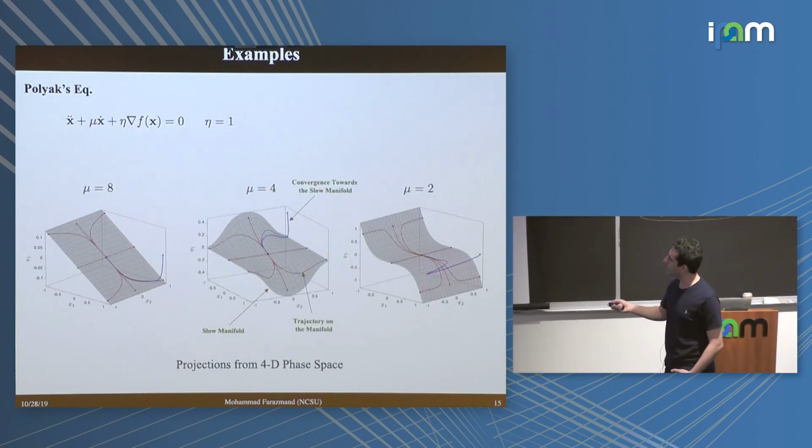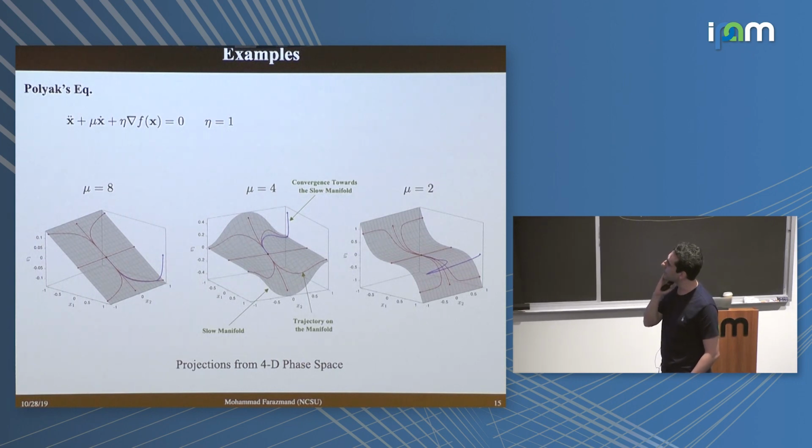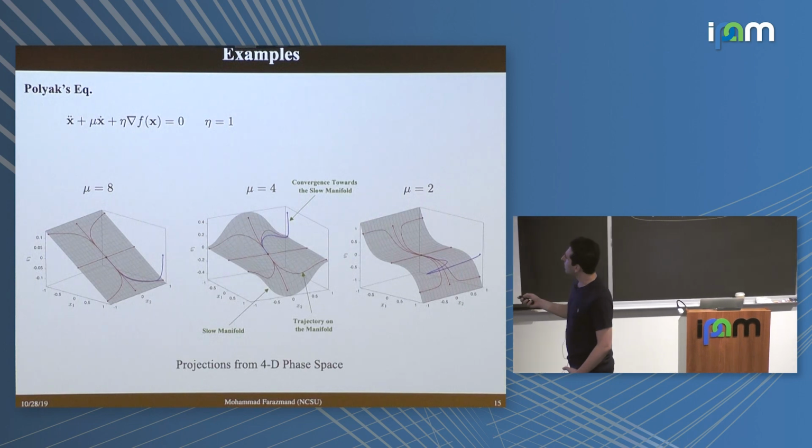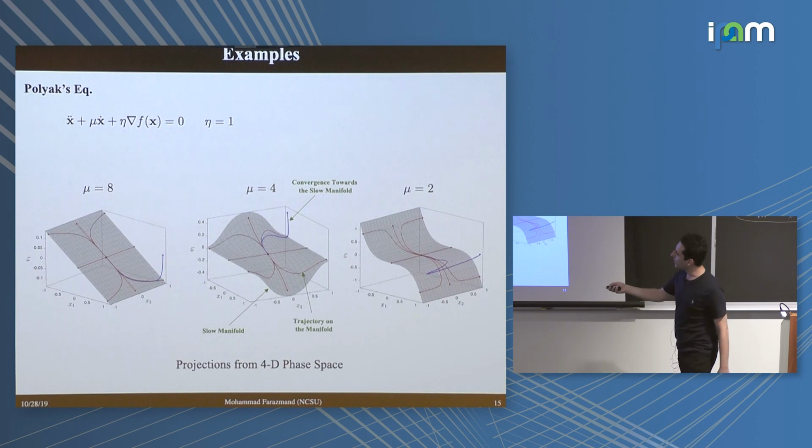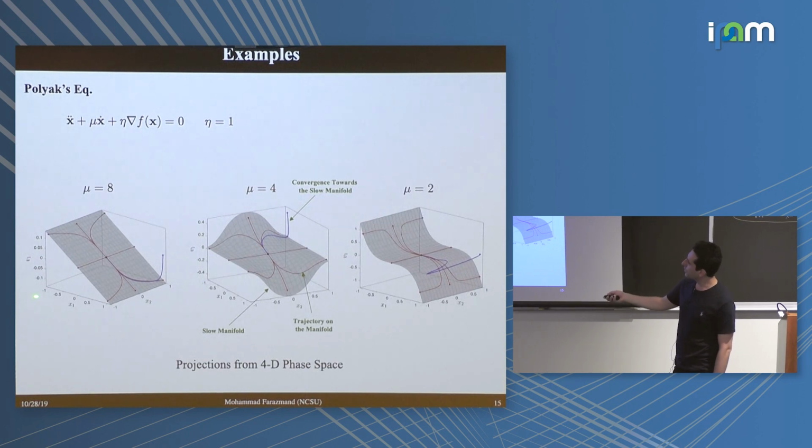So here are some of the visualizations of the state space of the system for Polyak's method. I have a few elements here. The surfaces you see are not level sets of the function f anymore. These are the invariant manifolds themselves in the higher dimensional phase space. The phase space for the system is 4-dimensional, so I'm just projecting from 4D to 3D. I'm only showing you the x1, x2 coordinates and one of the velocities, v1.